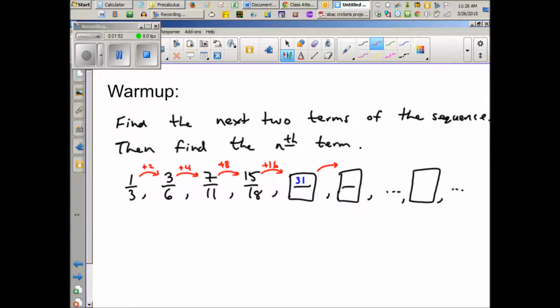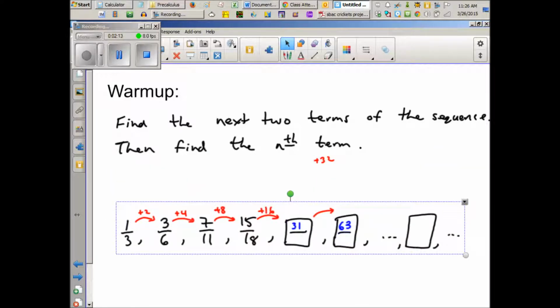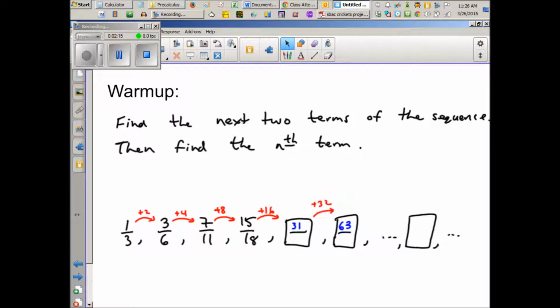Okay, so if it went up by 16 on the last iteration, this time it's probably going to go up by what? 32, which makes our numerator for the next fraction what? 63, right? Okay, I want to show you something real quick. What happens if you find, see those red numbers? What happens if you find the differences between those? So these are called the differences.